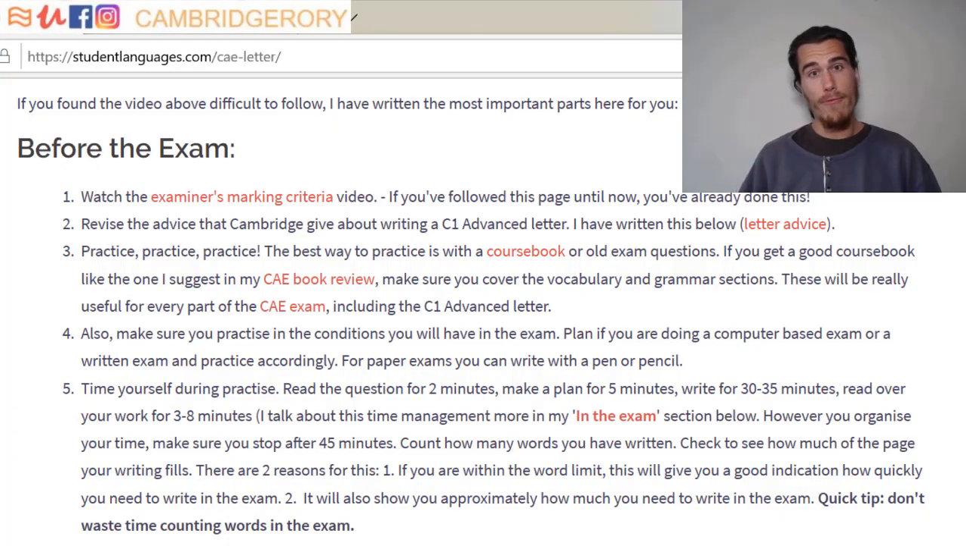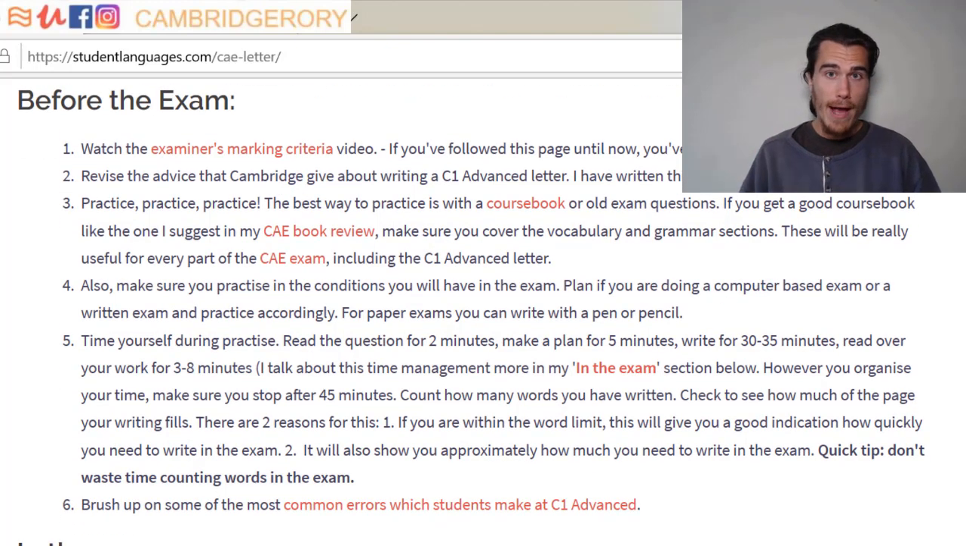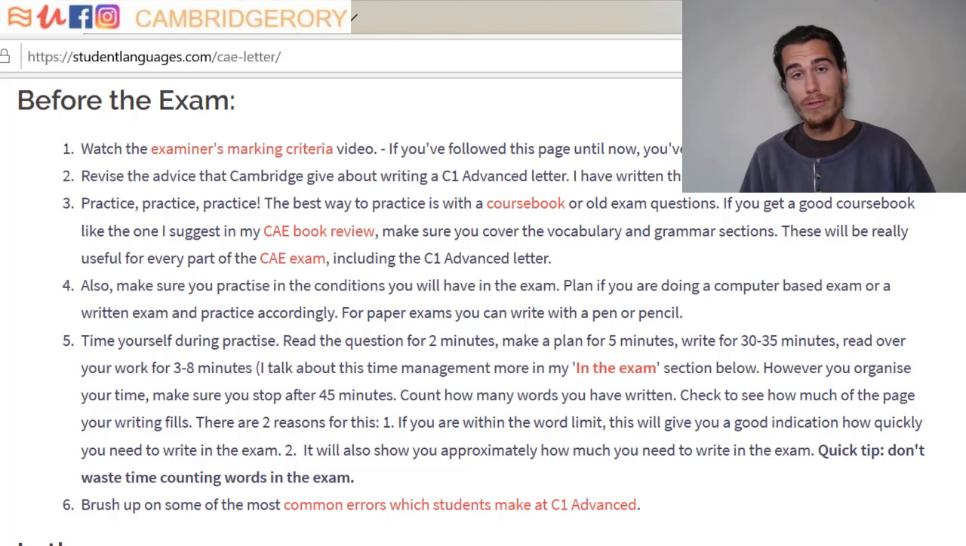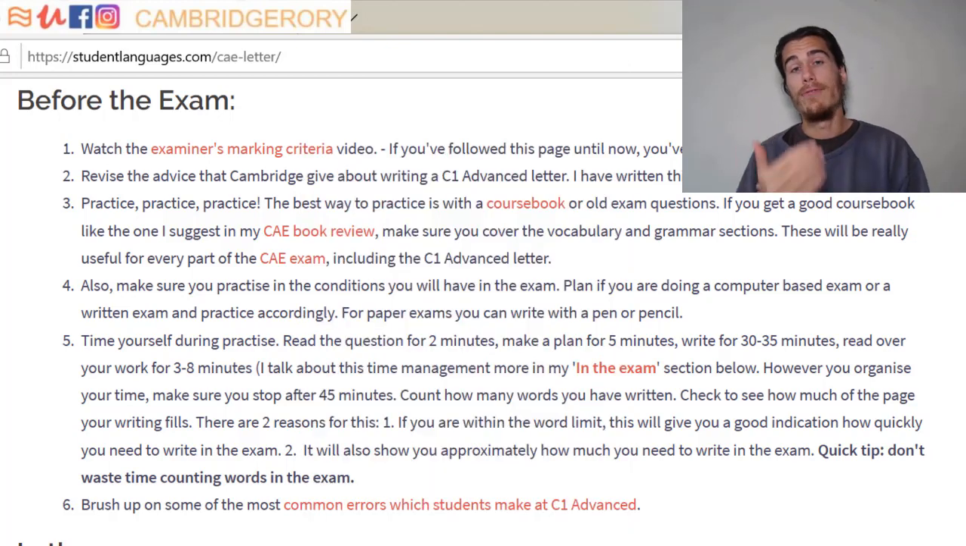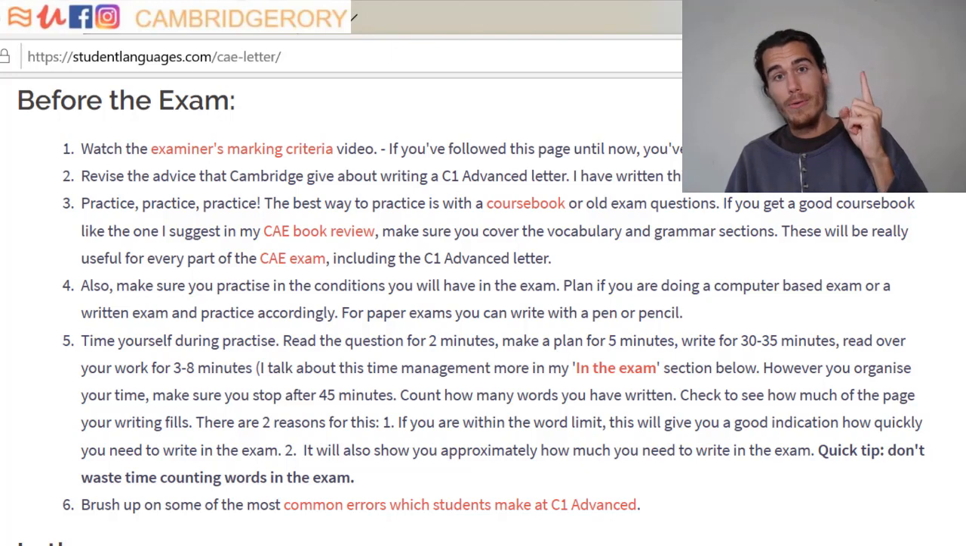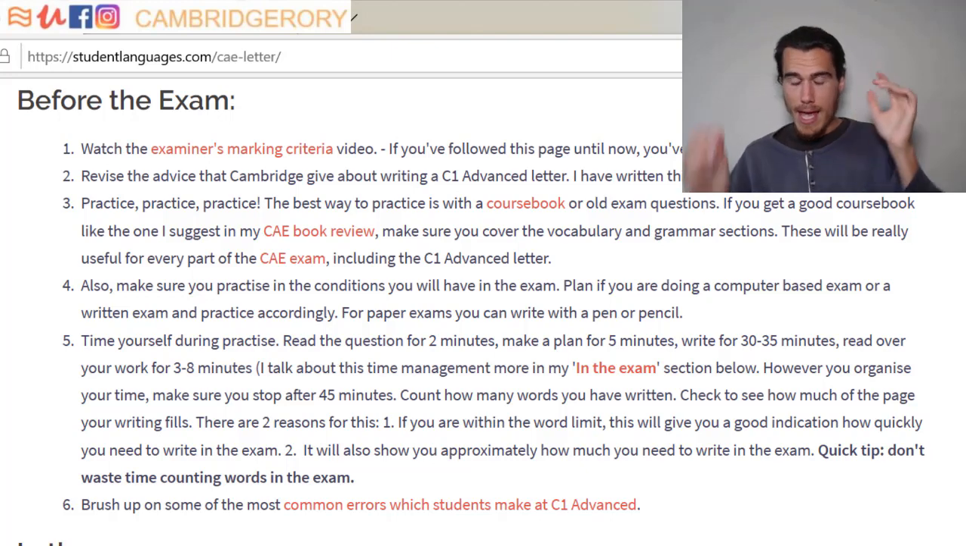Tip number 3 before the exam: practice, practice, practice. Now, I recommend getting a course book to do this because you can rely on the materials and you have everything there for you. And if you want to know a good course book to use, I made a CAE book review, and I will put a link to that above me, and in the description with this video. So practice, practice, practice is tip number 3.